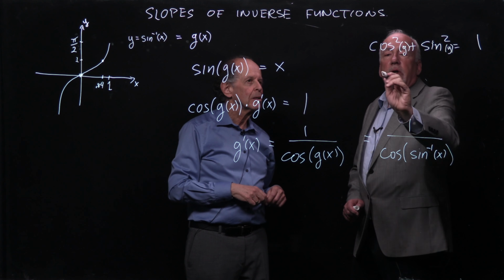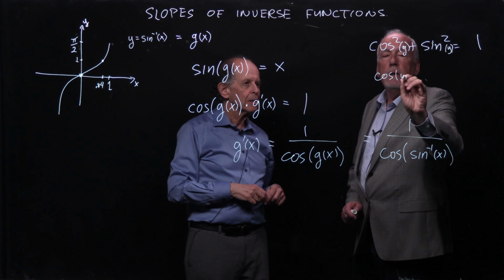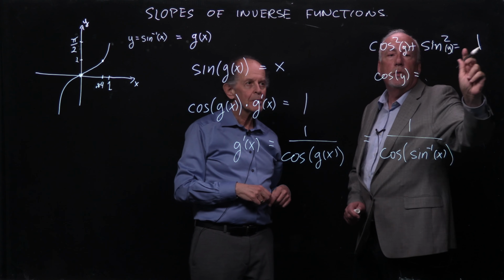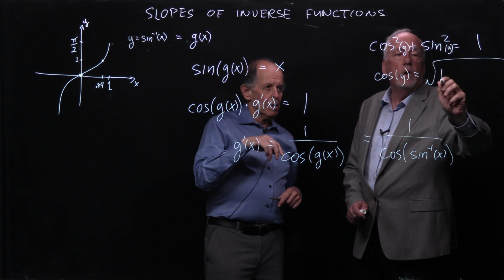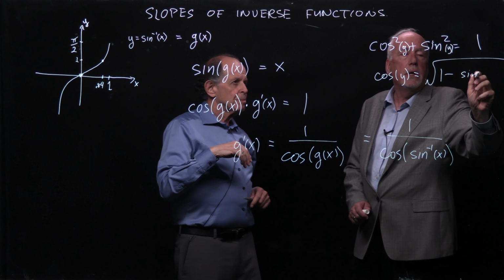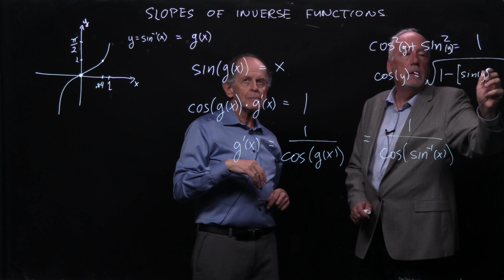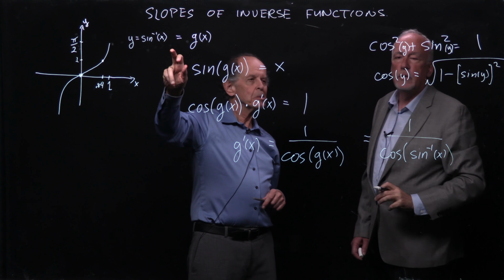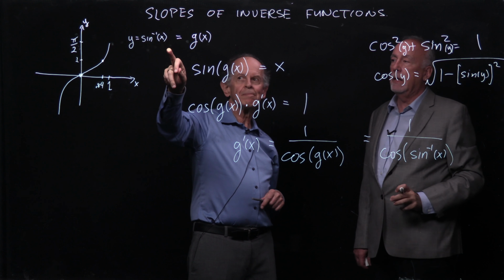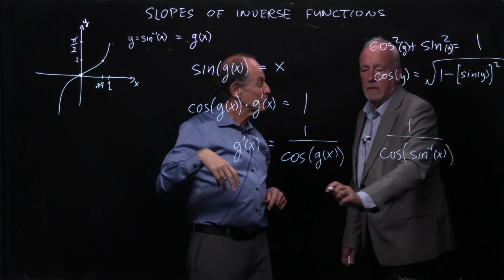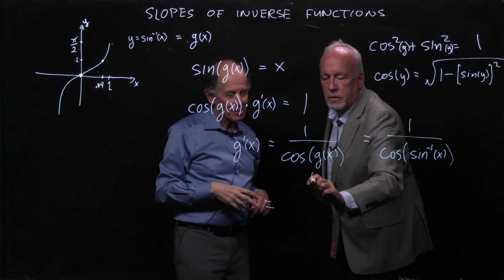Yeah. So now cosine of y is going to be a square root of 1 minus the sine of y, I'm going to write it this way, sine of y, all squared. Yeah, and we know what the sine of y is from here. Exactly. It's equal to x. So let's put down this formula.